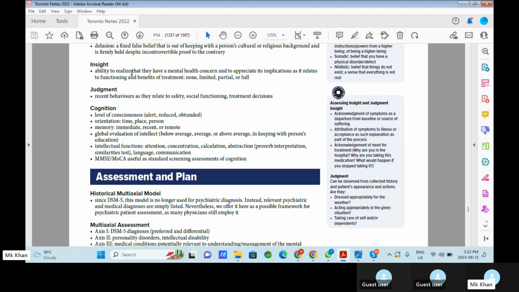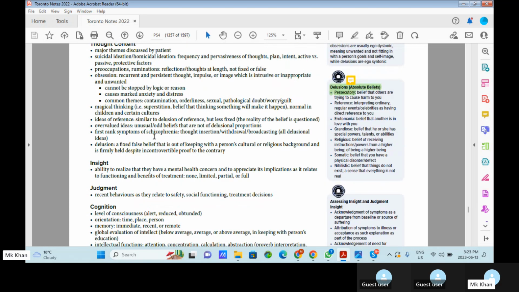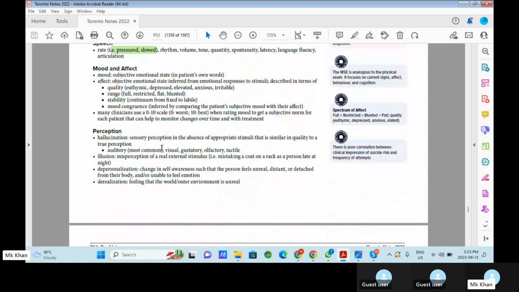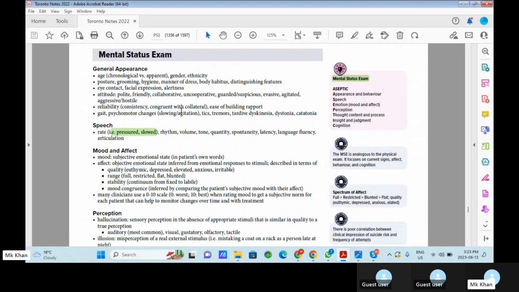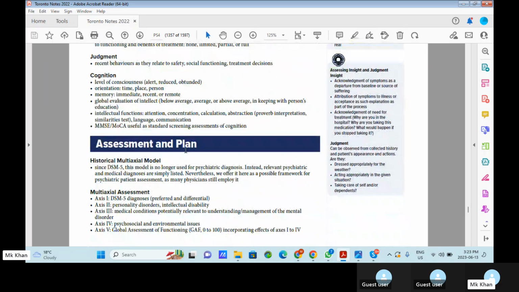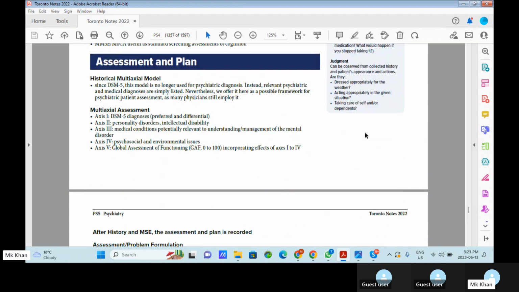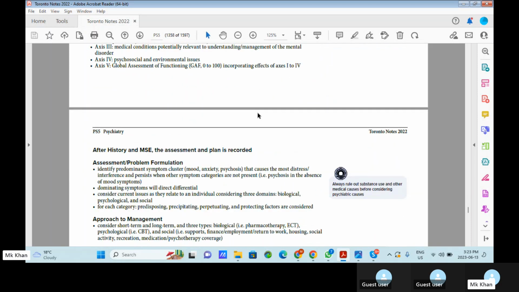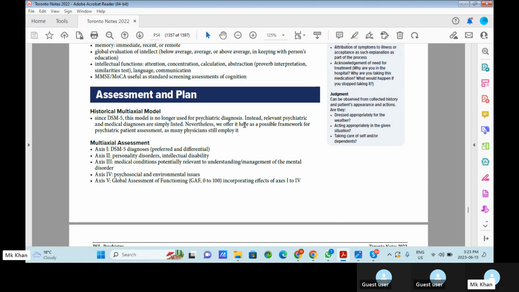So insight, judgment, cognition, all of these are included in the psychiatric illness evaluation. So yes, the mental status examination includes all of these. And then acknowledgement of symptoms as a departure from baseline or source of suffering. So this is all the assessment of judgment and insight. Everything is included in the mental examination. And then assessment and plan after the history taking and everything. Then the main criteria is the DSM-5.